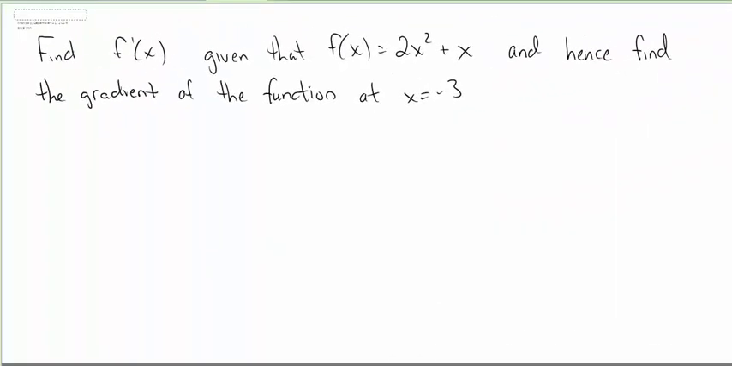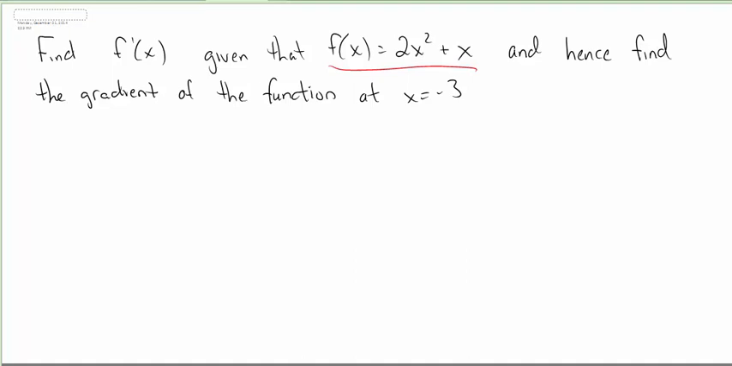All right, so find f prime x. That means find the derivative, the instantaneous rate of change of this function. And then hence find the gradient of the function at x equals -3. So this is a quadratic, and we're looking for the slope of the tangent when x is -3. This tangent is going to differ depending on what value of x we're looking at.